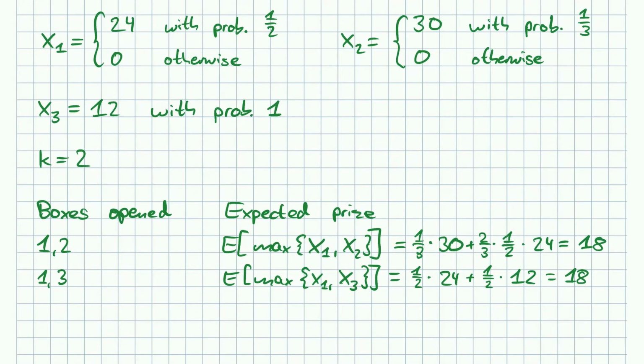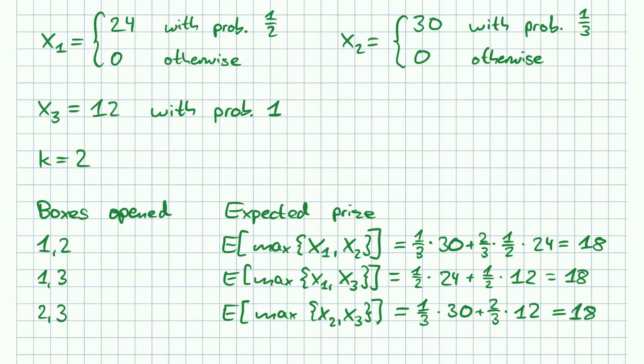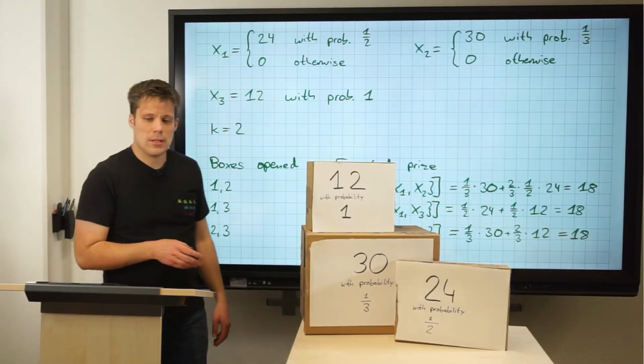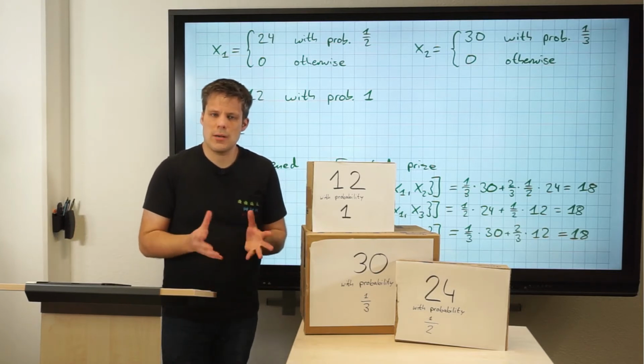And let's open boxes 2 and 3. Now, what's the expectation of the maximum of x2 and x3? Well, this is now a third times 30 plus 2/3 times 12, and this is 18. Okay, so in this case, it apparently doesn't actually matter which pair of boxes we open.